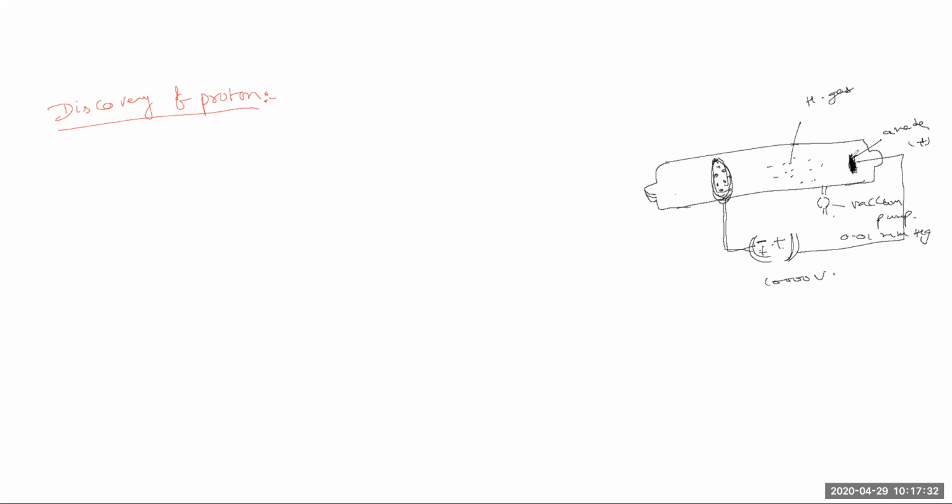What radiations are emitted? We are discussing the anode rays. That is the anode rays. Try to understand what I am discussing.